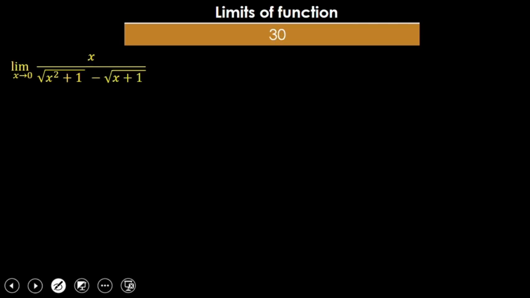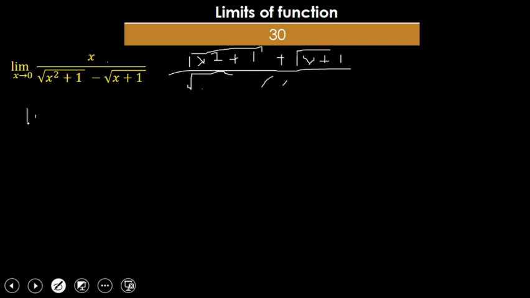Moving to the last question in this section, that is limit as x tends to 0 of x all over this. You just have to find the conjugate, but from the inverse part of it. If you put 0 here, you have undefined. Therefore we have to multiply by the conjugate, that is the square root of x squared plus 1 plus the square root of x plus 1, all over. Okay, we can copy it.